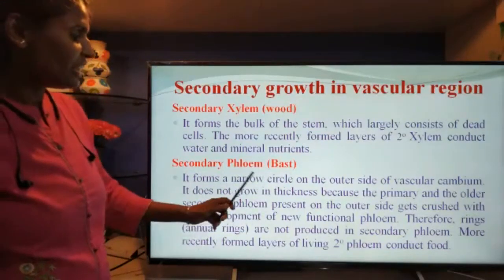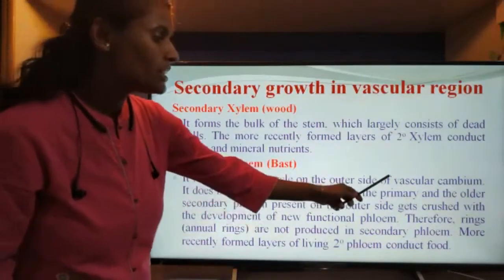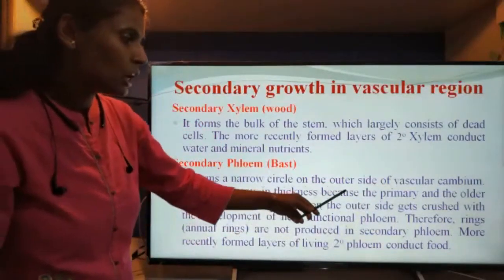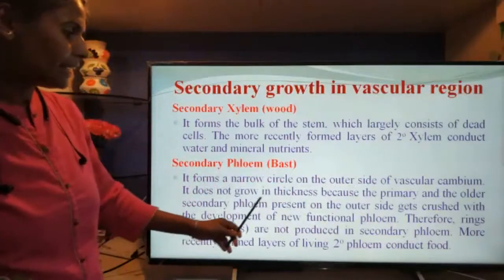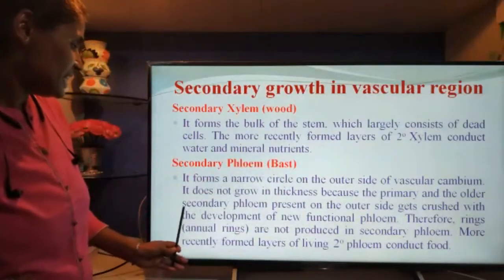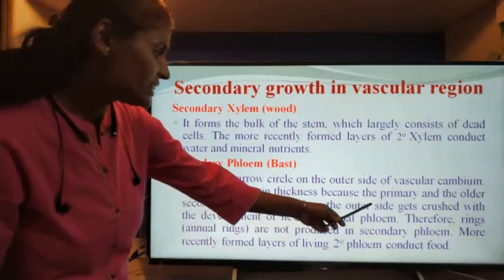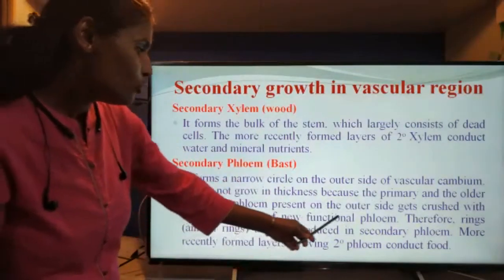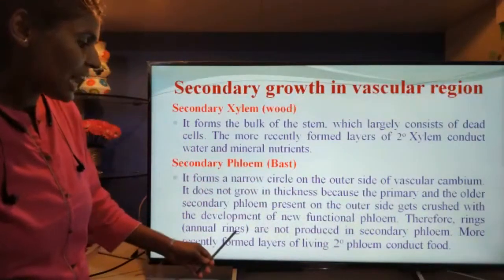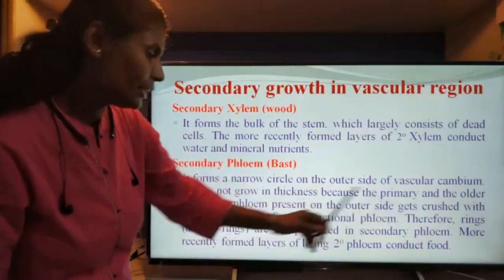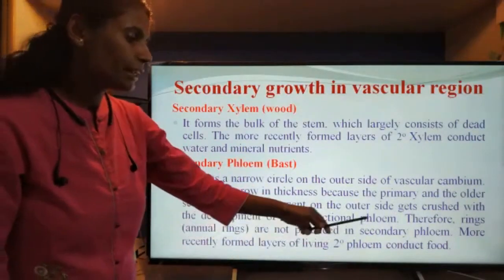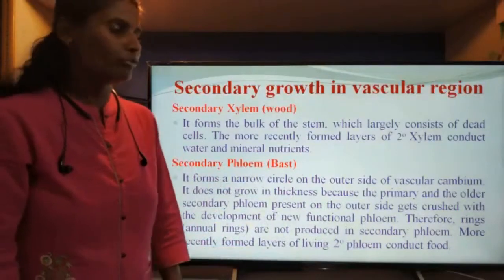It forms a narrow circle around the outer side of the vascular cambium. It does not grow in thickness because the primary and the older secondary phloem present on the outer side get crushed, and new functional phloem develops. Therefore, rings, otherwise known as annual rings, are not produced in the secondary phloem. More recently formed layers of the living secondary phloem are involved in the conduction of food.